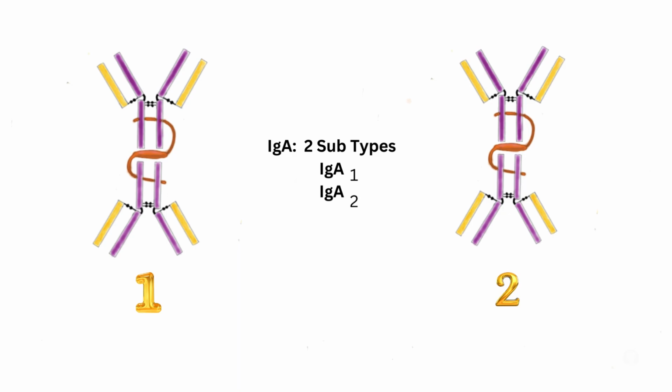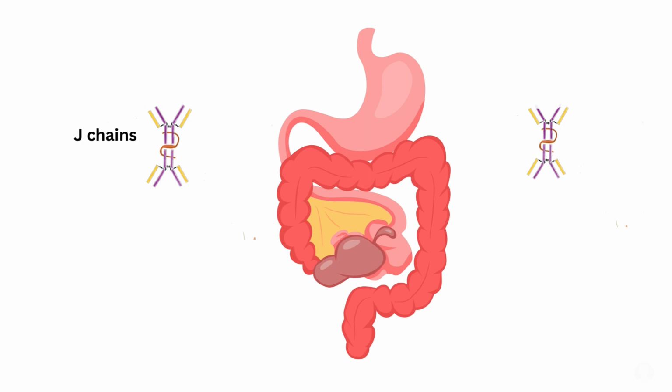In IgA, we see that there are two subtypes, 1 and 2. A connector called the J chain connects the two monomers, forming a dimer. And this is the passport that facilitates the transport of the IgA through the mucosa and to the intestine. And it resists acid digestion and enzymes in the digestive tract.